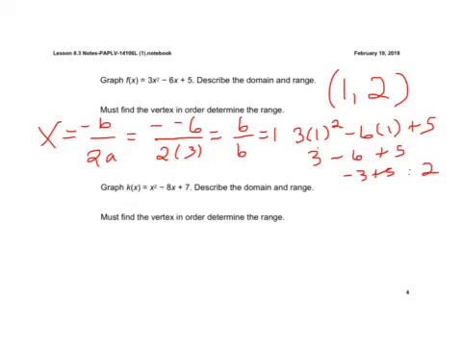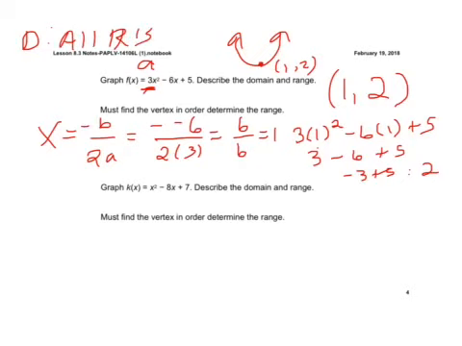Now, if that's my vertex and I look at this first value of my a, remember a tells me whether it opens up or down, this graph would open up with this point of 1 comma 2 being my vertex. So again, as we've talked, for all parabolas that open up or down, the domain will always be all reals. But the range is what we have to determine. And since this graph opens up, beginning at the y value of 2, my range is y is greater than or equal to 2.